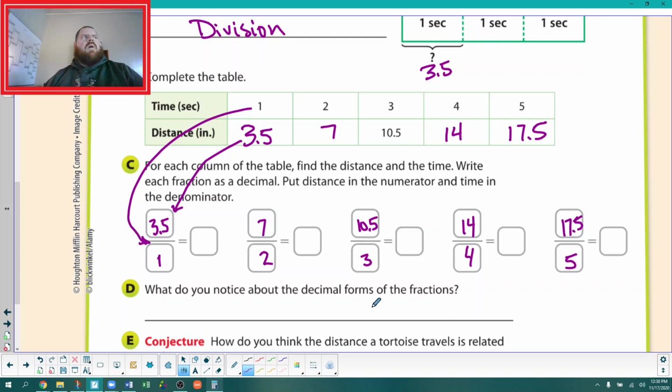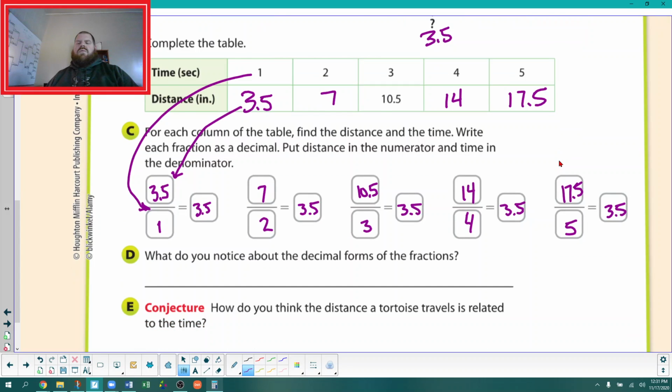Do me a favor, pause the video, and divide all these. I would suggest using a calculator. Hopefully you had a chance to do that. So let's go ahead and look at what you got. You should have got 3.5, 3.5, 3.5, 3.5, and 3.5. It's amazing. Okay? That's the idea behind the steady pace that the tortoise was traveling.